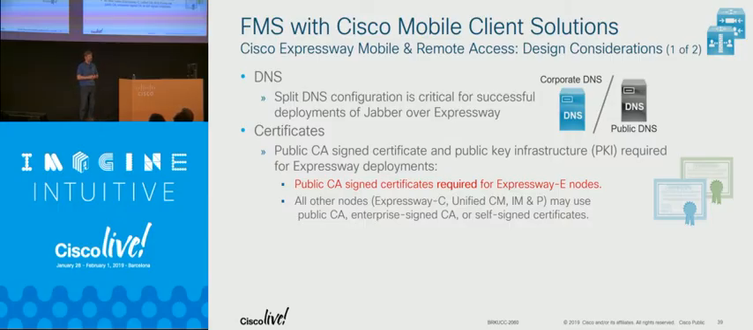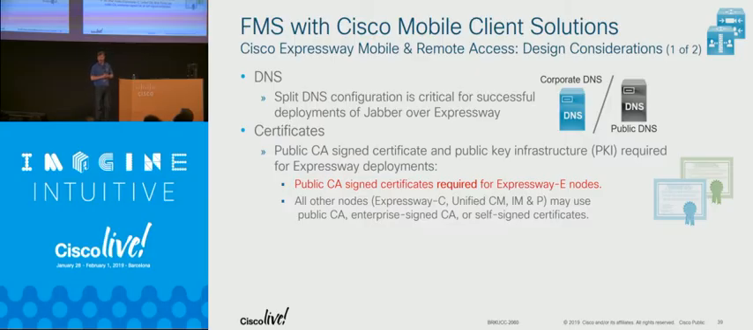There's one exception to that though, and that is the Expressway E certificate. The Expressway E certificate must be a publicly signed CA certificate. It must be signed by a GoDaddy or all of those various CAs out there, VeriSign if they're still around. So you need that one signed by a public CA. People always go, I really don't want to have to deal with that. I don't want to have to sign with the public CA. It's such a pain. Can I not use an enterprise CA signed certificate?